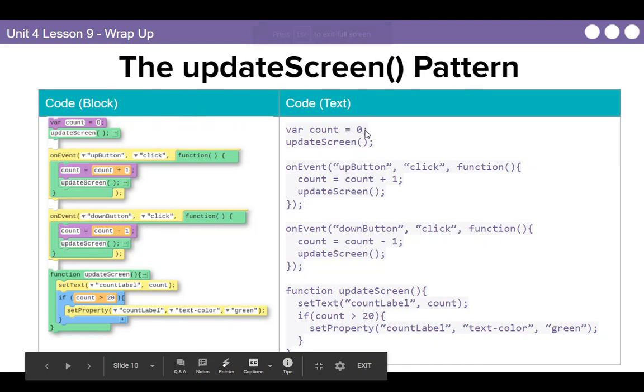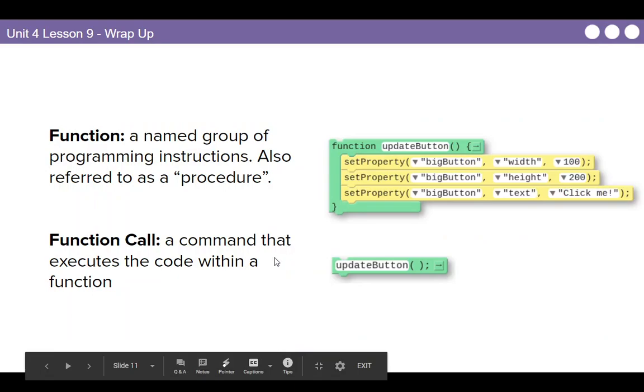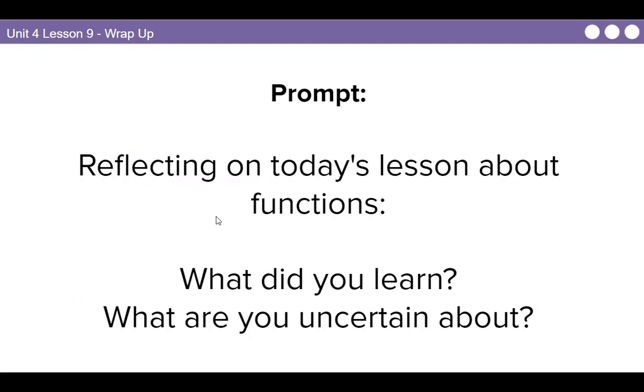The update screen, right? We're seeing this a lot where whatever you have that's similar in both of these, you can just put it into this and just call. You still got to call it, but it references it. So again, function is just the group of instructions. The function call, which I keep saying call, is where you actually call it by name. Don't forget, you see it has parentheses at the end of it. That's what actually calls it.